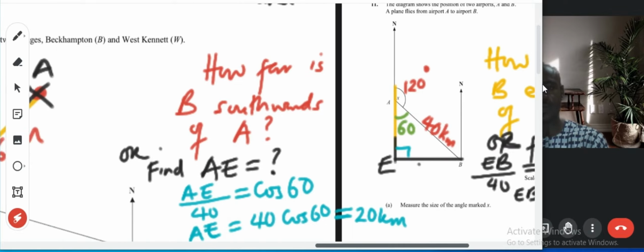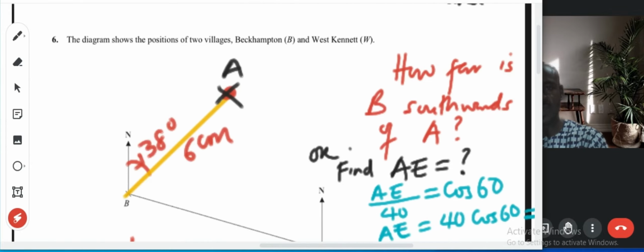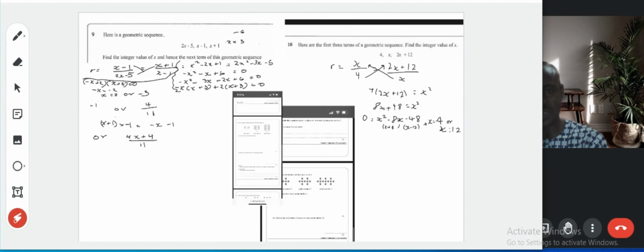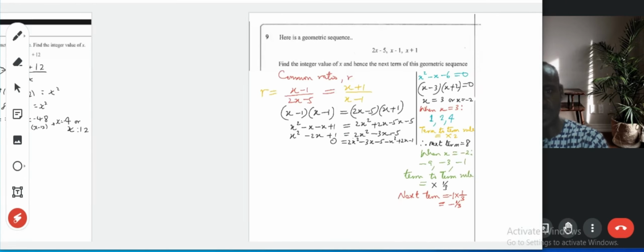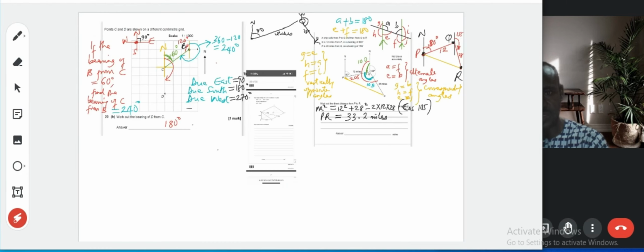Some other time, the bearing can be given like this. Let me see another question. We can verify that.